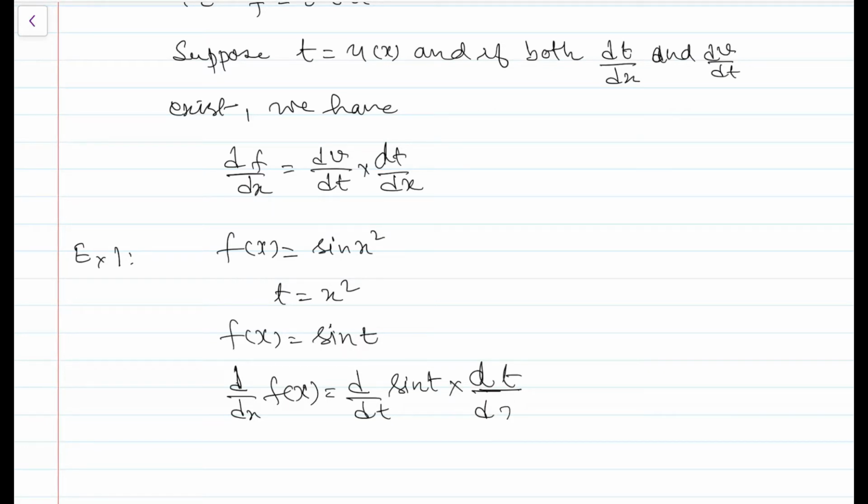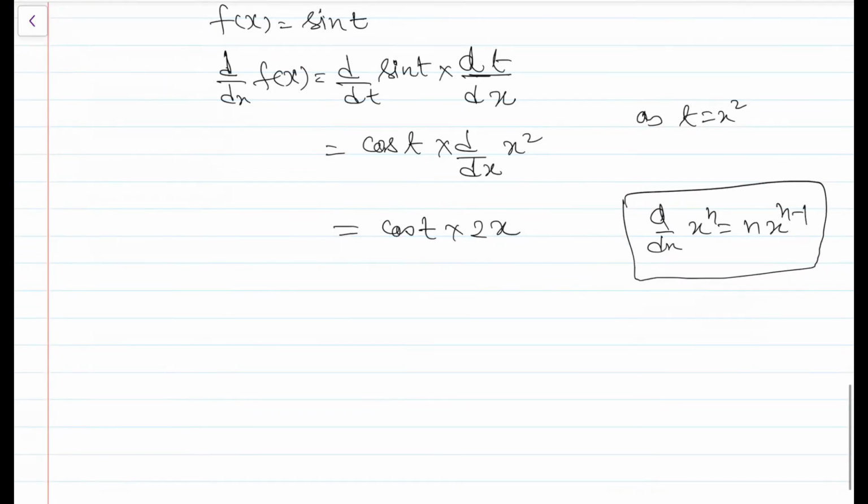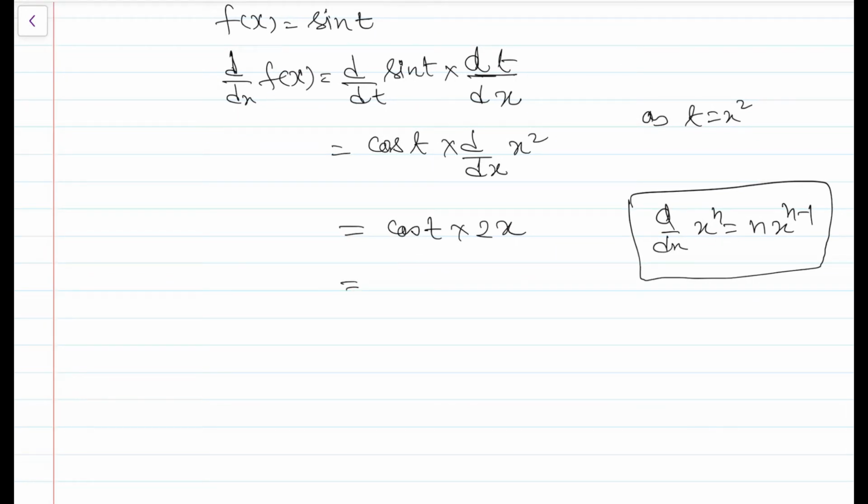So we'll differentiate t with respect to x. Derivative of sine is cos t into the derivative of t in terms of x, x square, which is 2x, as d over dx of x to the power n is equal to n into x to the power n minus 1. This is the formula which we have learned in class 11th. So now substituting the value of t and rearranging, we'll get 2x cos t, and t is x square. So this will be the derivative of f(x) with respect to x.